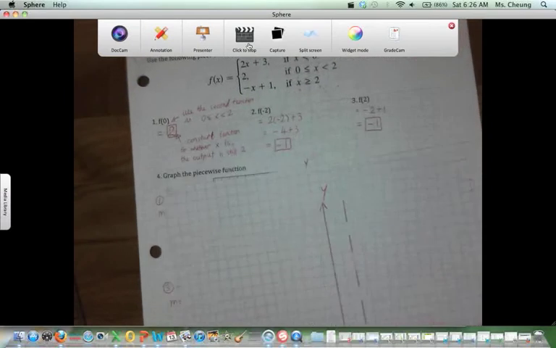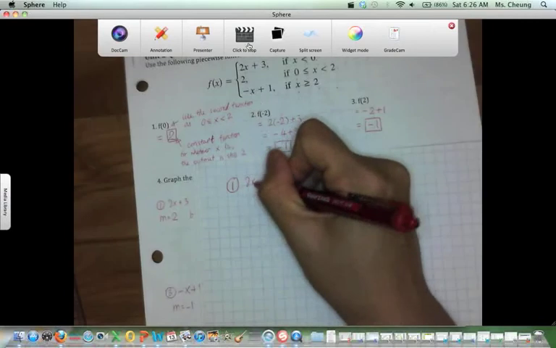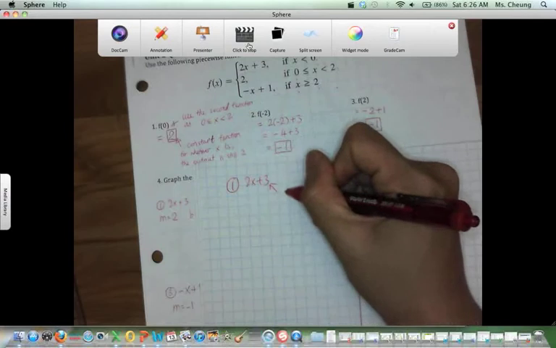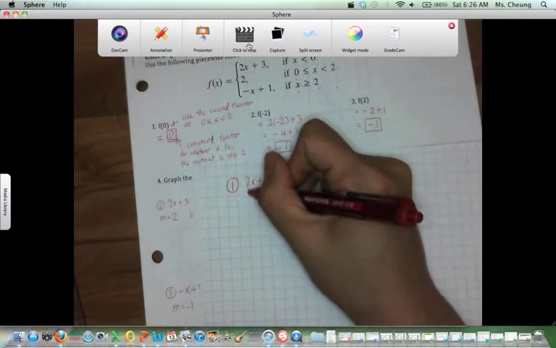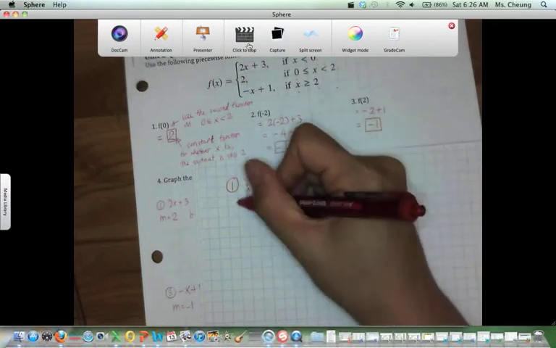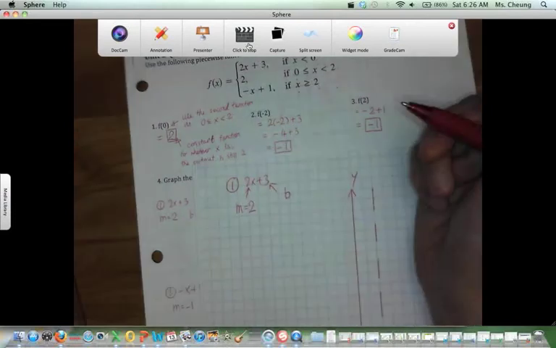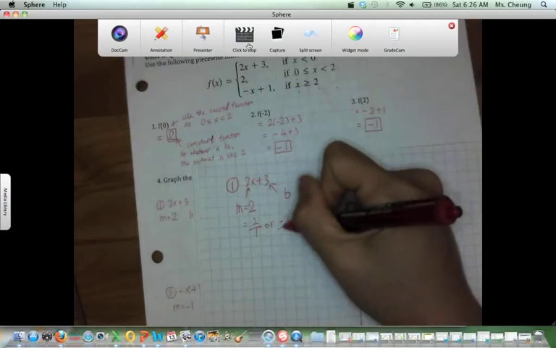After that, we are going to graph the first function. The first one is 2x plus 3. The constant is the y-intercept. That means that it cuts through the y-axis at 3. The coefficient of x is the slope. So the slope equals 2. So you can write it as 2 over 1 or negative 2 over negative 1.